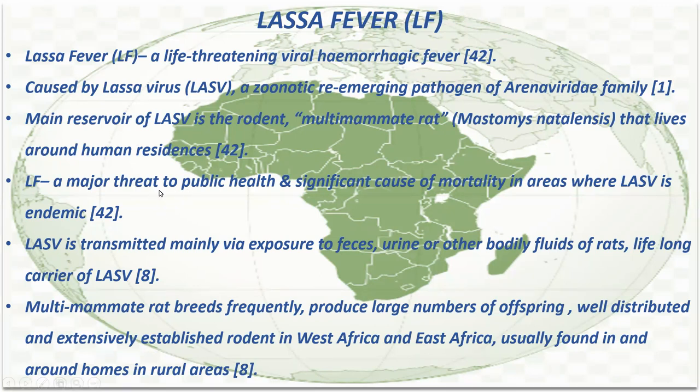Now, Lassa fever is a major public health problem and causes mortality in areas where Lassa is endemic. Lassa is transmitted through exposure to feces, urine, or other bodily fluid of rats, the carrier of the Lassa virus. Now, these particular rats have very large offspring during the rainy season, the wet season, and are widely distributed. Then during the dry season, they move within the human habitat, searching for food. And it's largely in West Africa and East Africa.